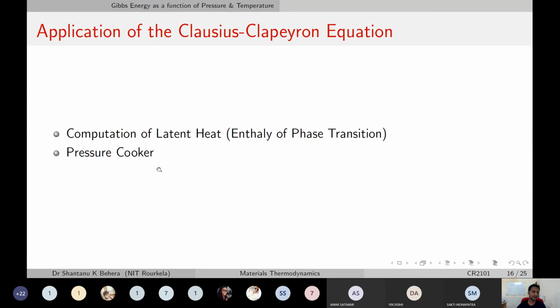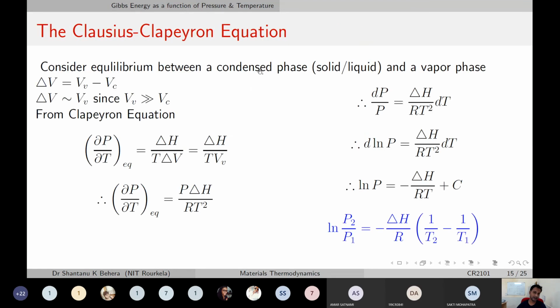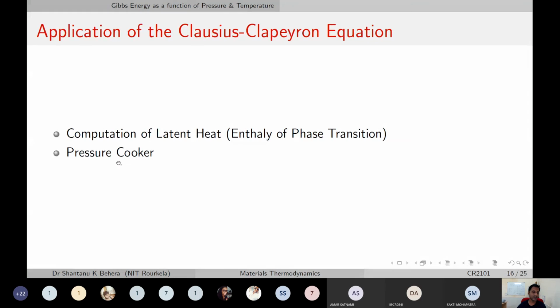Okay. And another aspect of the condensed phase to vapor phase transition is how does a pressure cooker work? Any ideas? How does the pressure cooker work?